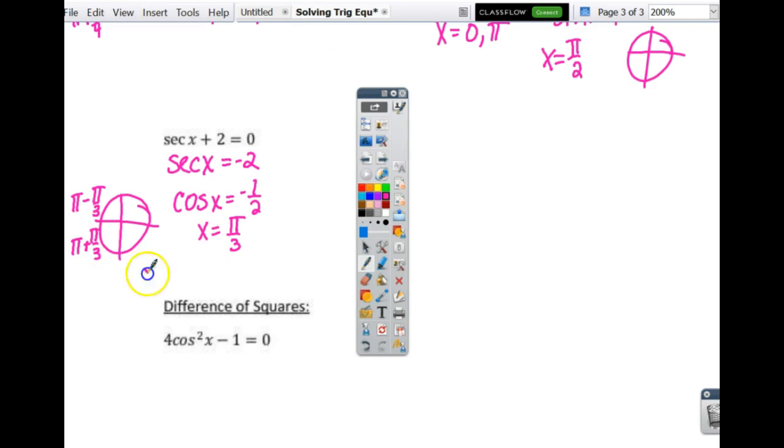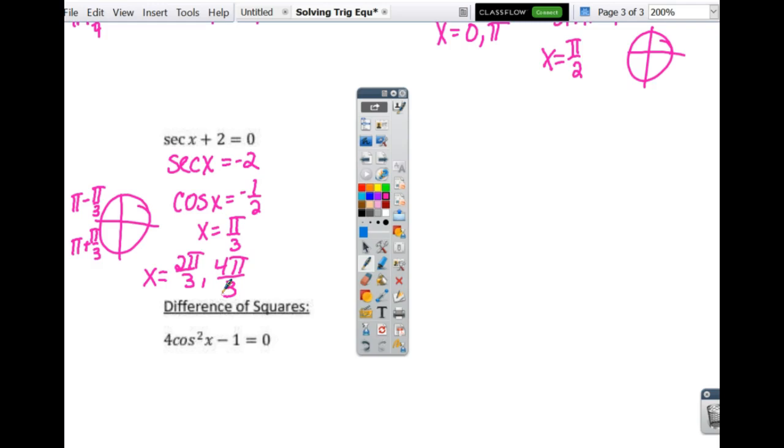So my answers are going to be 2 pi over 3 and 4 pi over 3. Because this would be 3 pi over 3 plus 1, which would give you 4 pi over 3. Or sine, whichever one, anytime you want to be in this quadrant, you're going to take pi minus. Anytime you want to be in this quadrant, you're going to take pi plus. And anytime you want to be in this quadrant, it's going to be 2 pi minus.